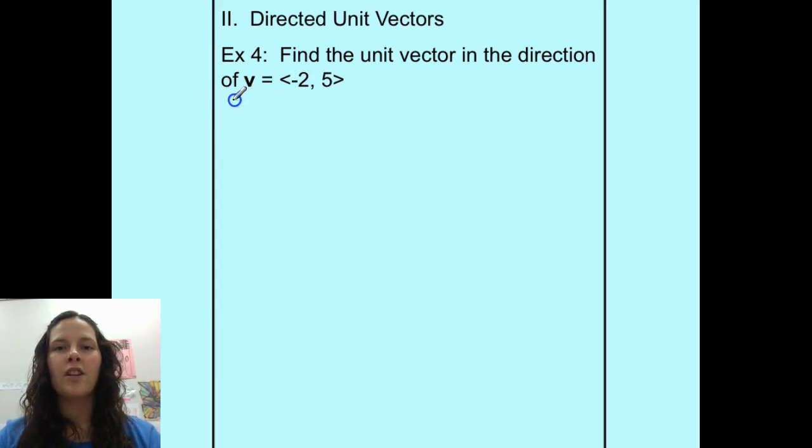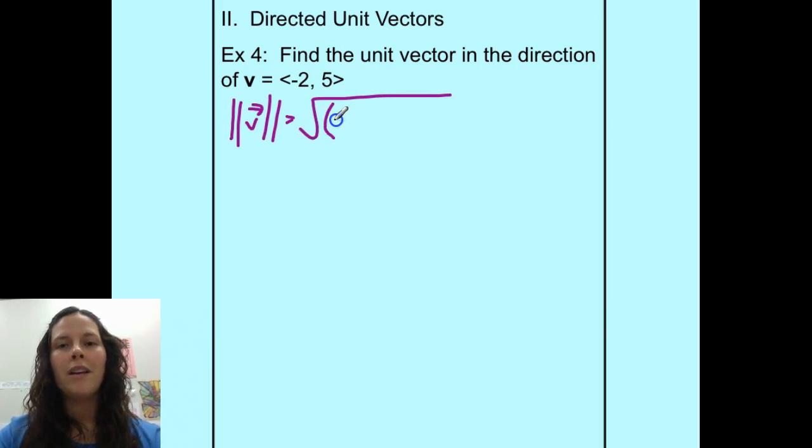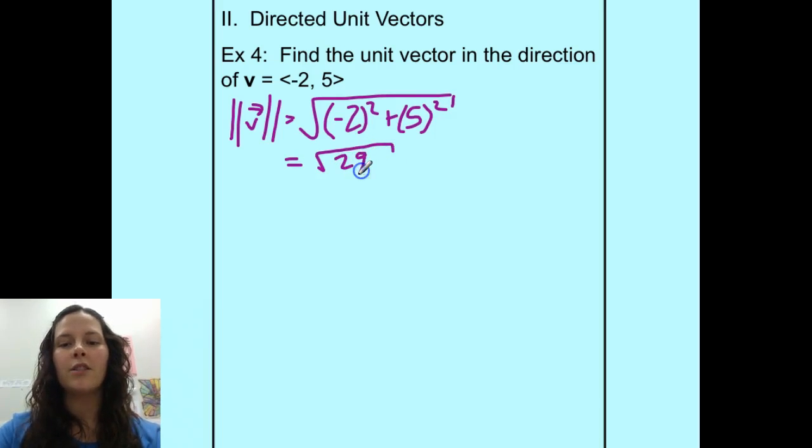Directed unit vectors are where we take the vector and divide each component by its magnitude. We'll start off by finding the magnitude of v, which is using the distance formula. When the vector is in component form, it means the initial point is (0, 0). So we can simply take each piece of the component form and square it in order to get our magnitude. (-2) squared is 4, plus 25 gives us a square root of 29 for our magnitude.